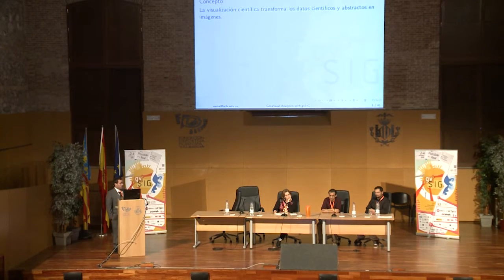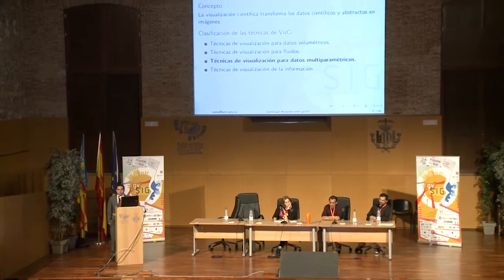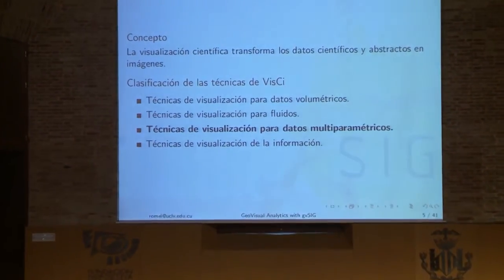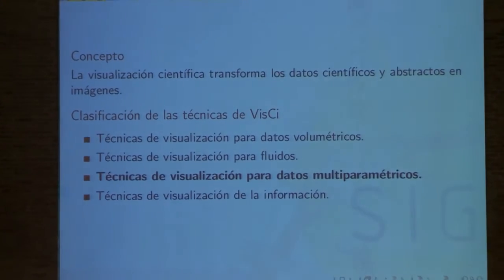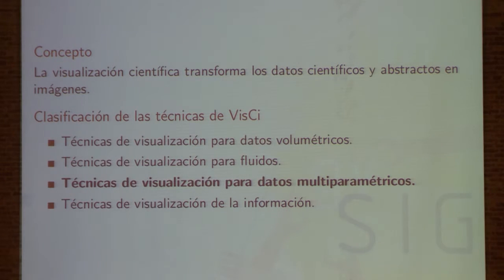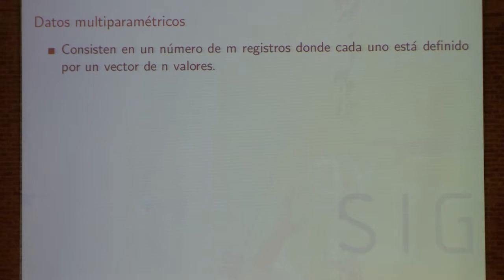Which is the idea? A scientific display transforms scientific data, abstract data, into images, and classifies the techniques of scientific visualization into visualization, display techniques for volumetric data, display techniques for fluids, display techniques for multiparametric data, and display techniques for information. That has been done with multiparametric data.